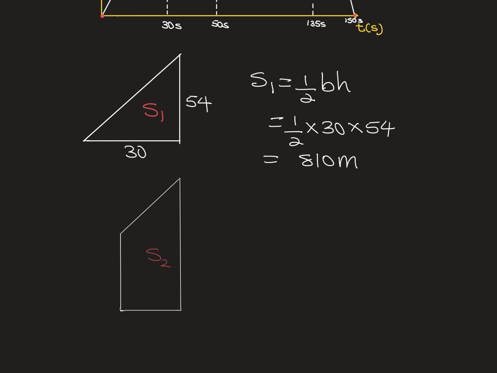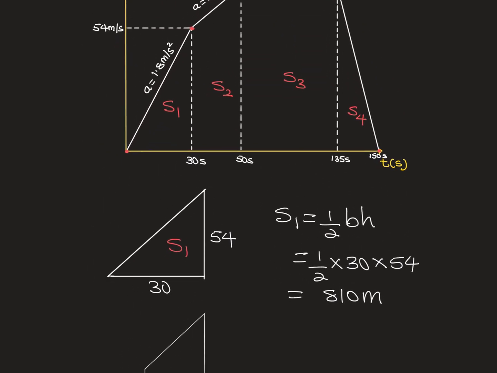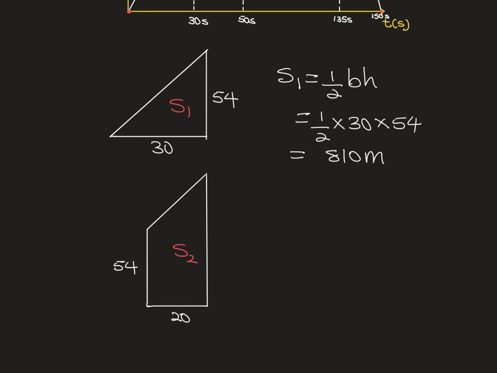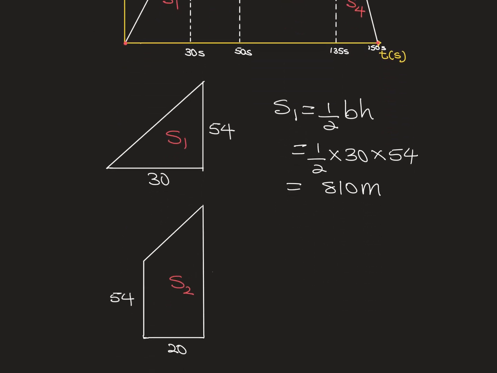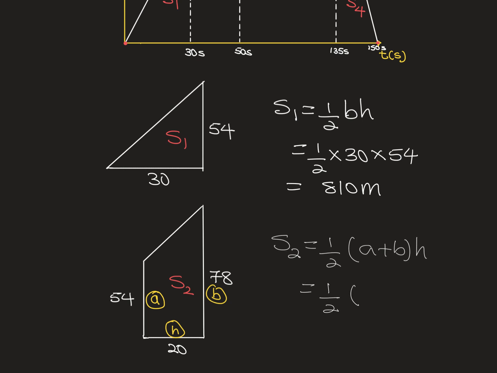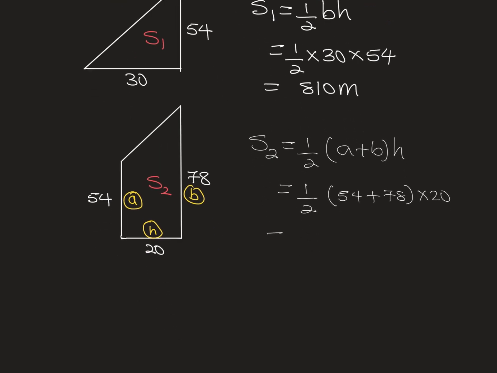So that is S2. On the time axis, we have a time of 20 seconds. We have 54 meters per second here and 78 meters per second here. So that is a trapezium, and the area of a trapezium is, so S2 is equal to half (A plus B) H, where the two parallel sides are A and B, and this will be H. So we will have half times (54 plus 78) multiplied by 20, and we will have 1320 meters.